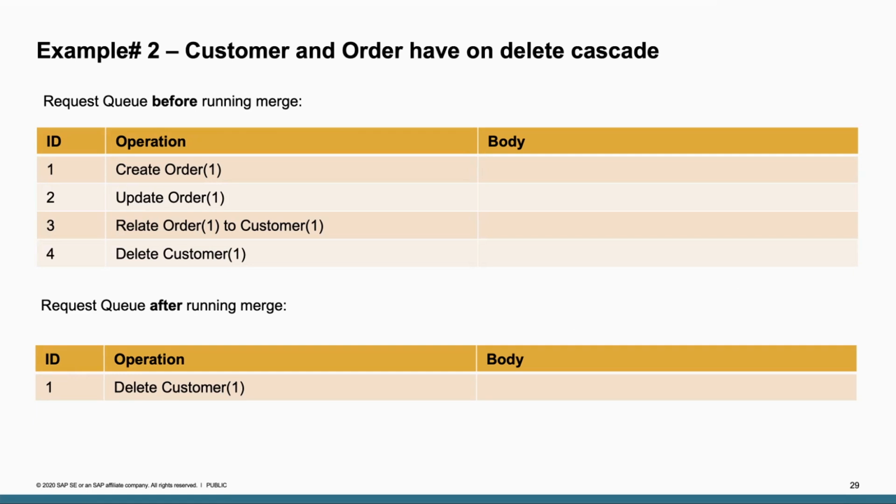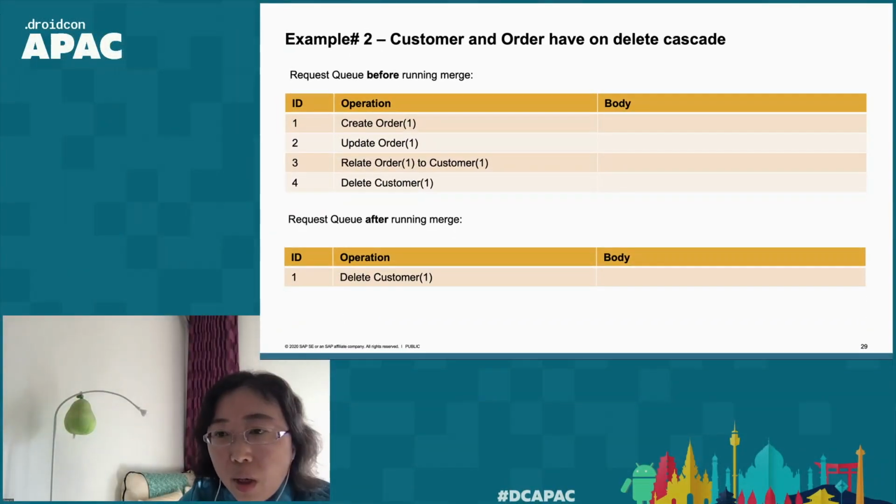So with this optimization, as I mentioned at the beginning, it does not just reduce your network traffic. It also saves quite a bit of time in the backend. So that's the benefit you can achieve for your offline application by using this SDK.